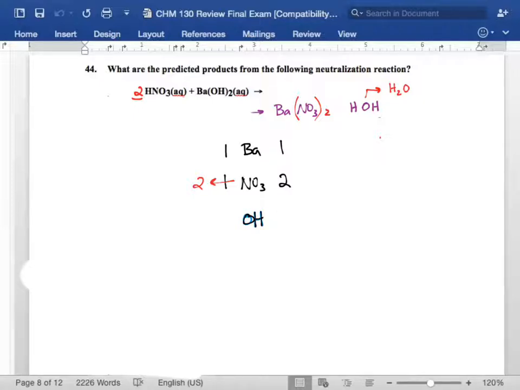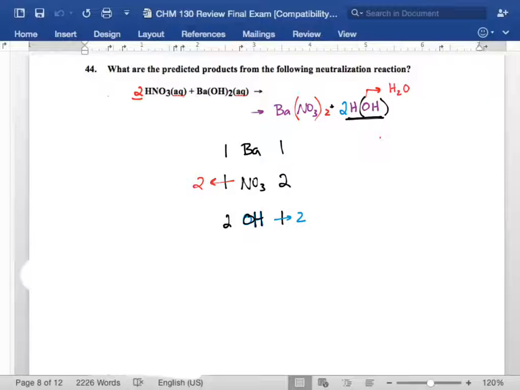How many hydroxides on the left? Hydroxides on the right? 1. This is why I like to write it out as HOH. It calls attention to that being hydroxide. There's only 1 hydroxide on the left. I need 2, so what do I need to do? I put a 2 in front, and this becomes 2.